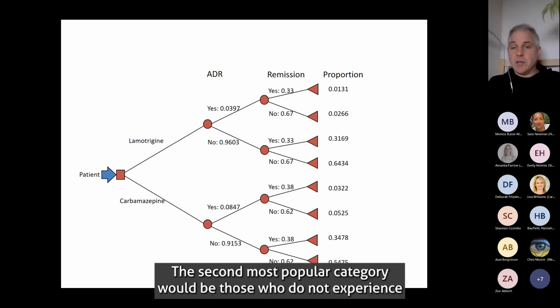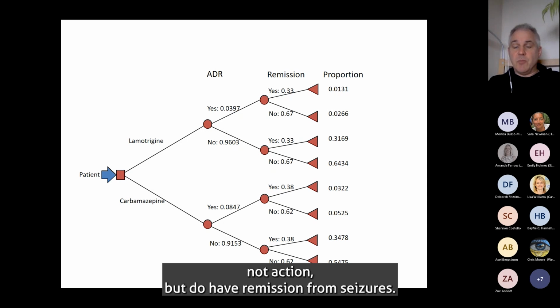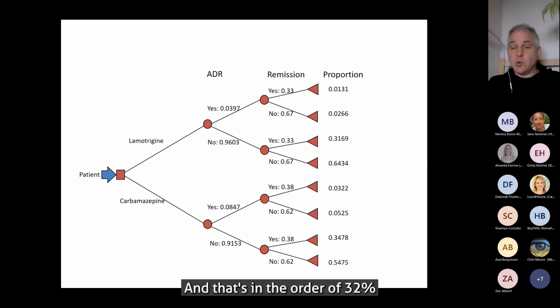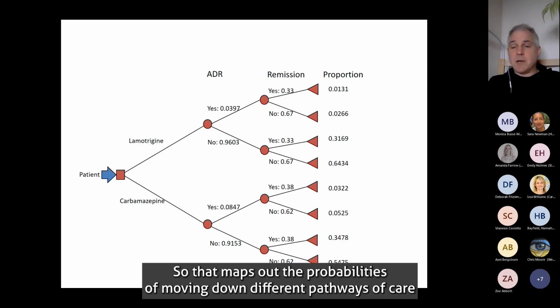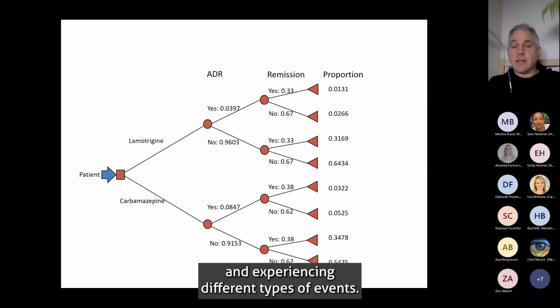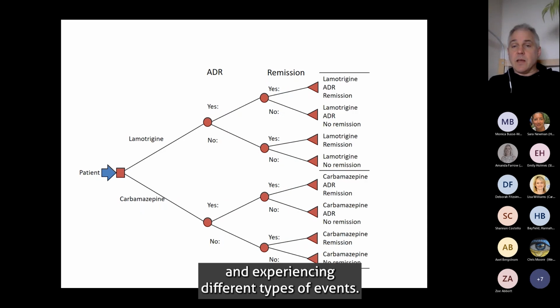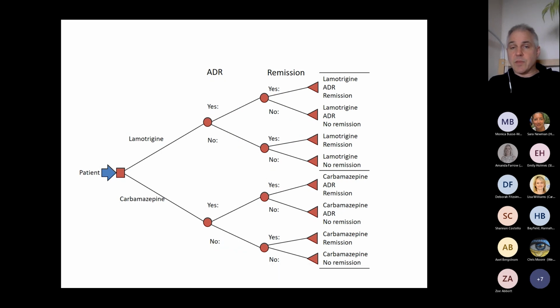The second most popular category would be those who do not experience an adverse drug reaction, but do have remission from seizures, and that's in the order of 32% with lamotrigine and 35% with carbamazepine. So that maps out the probabilities of moving down different pathways of care and experiencing different types of events. And this is a description of each of those pathways.